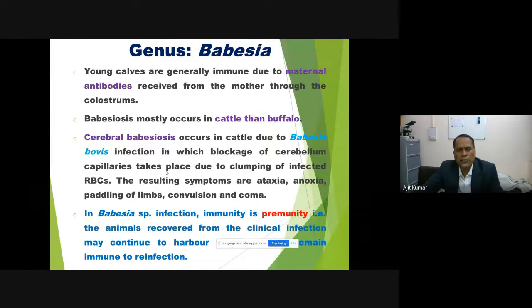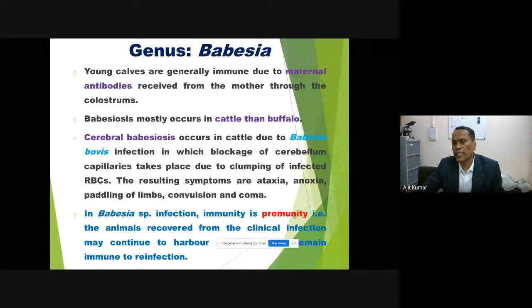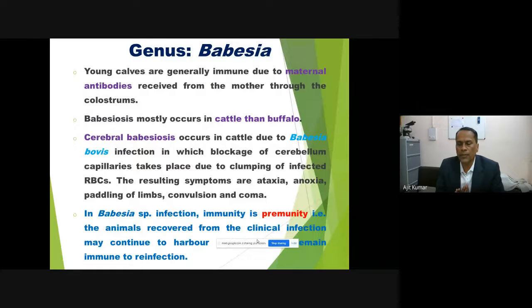In some cases of Babesia bovis infection, the parasite crosses the blood-brain barrier and leads to cerebral babesiosis. One of the important characters of Babesia is that infection leads to premunity. An animal recovered from the clinical infection may continue to harbor the infection and remain immune to reinfection. Once the animal is infected with Babesia, it is hard to eradicate fully, so it acts as a carrier.